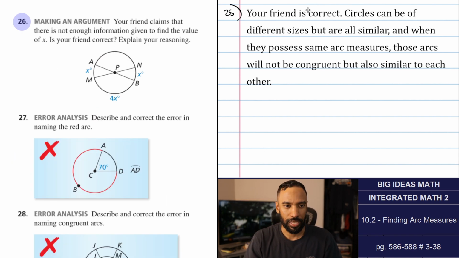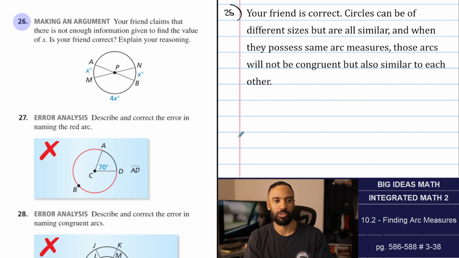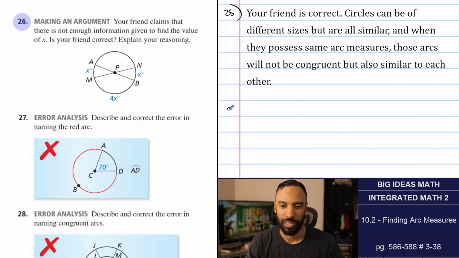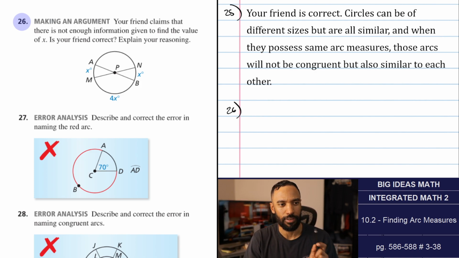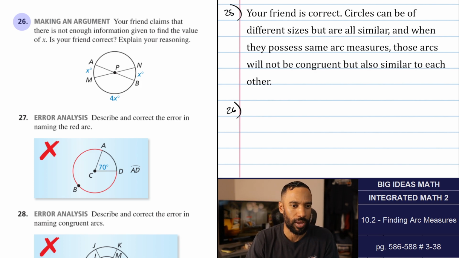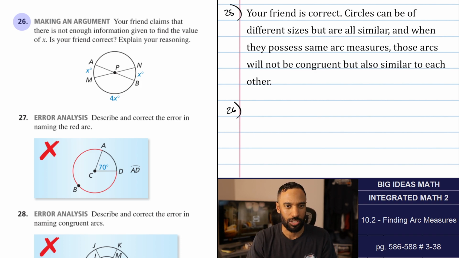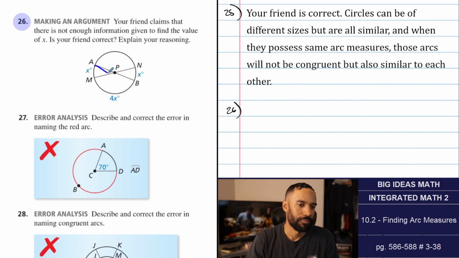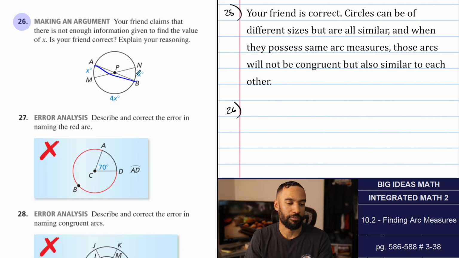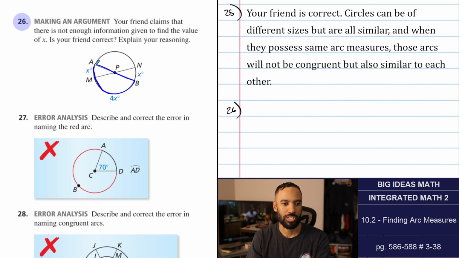Number 26, making another argument. Got a friend making more claims. This time your friend must be wrong, huh? Your friend claims there's not enough information given to find the value of x. Is your friend correct? Explain your reasoning. Oh, friend is slipping. I'm going to find x for you. What we have here is an example of a diameter. Therefore, this is an example of a semicircle. If this is a semicircle, its measure is 180 degrees.